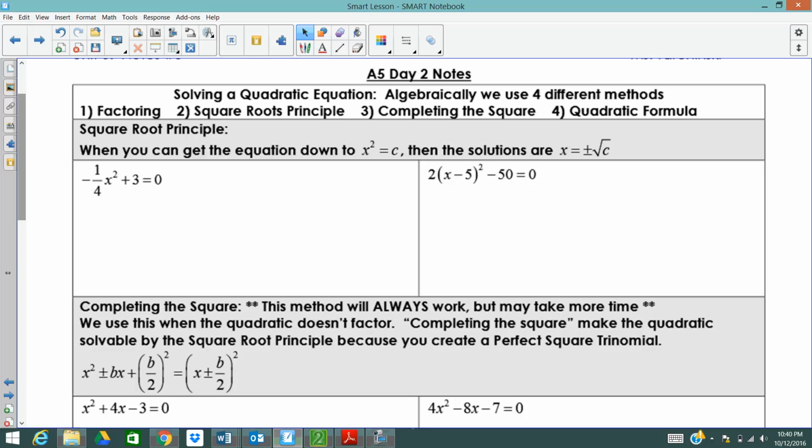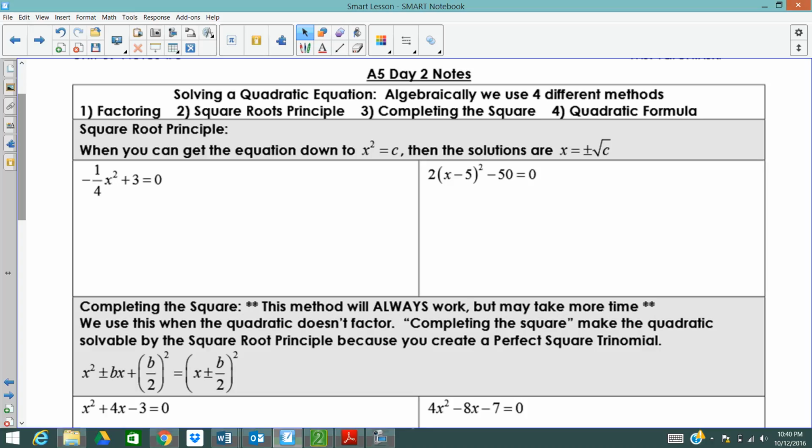So solving quadratic equations algebraically, we have four different methods. Factoring, which we focused on the last 2 days, square root, completing the square, and quadratic formula. Factoring, taking the square root, and quadratic formula, we did those three last year quite a bit. Completing the square, we did a little bit last year, but I know that you definitely did it in Math 2. Again, we saw it in Math 3, and now we're going to get back to it again in pre-calc.